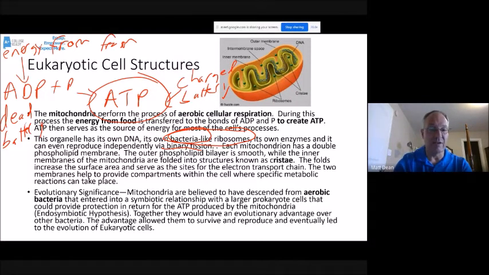The evolutionary significance is that we believe that mitochondria started out as aerobic bacteria capable of doing aerobic cellular respiration, and that eventually some of those began to live in symbiotic relationships with larger prokaryotes. The small aerobic bacteria gained the advantage of protection and probably food sources, and the bigger organisms gained a part that could make ATP for it. So it was an evolutionary advantage for both, and this ultimately became a really important symbiotic relationship and ultimately gave rise to eukaryotic cells.